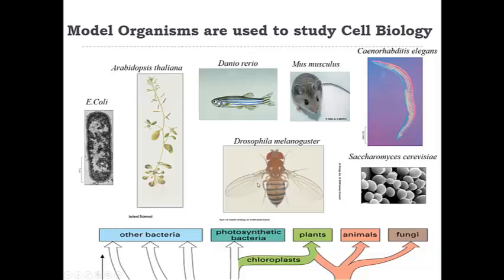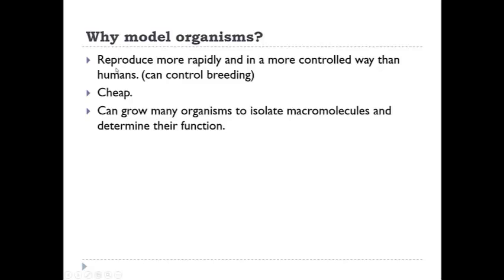And then, of course, understanding genetics, which you learned a lot about in Bio 195, the fruit fly, or Drosophila melanogaster, is a great model for understanding genetics. So, bottom line, why are these model organisms useful? Because they reproduce rapidly. We can control and breed them in the lab. They're fairly cheap to grow and maintain, and we can grow many organisms and isolate macromolecules and understand the function of these macromolecules in the cell.